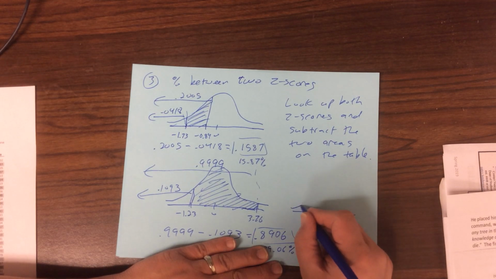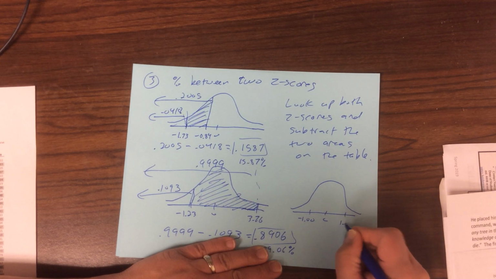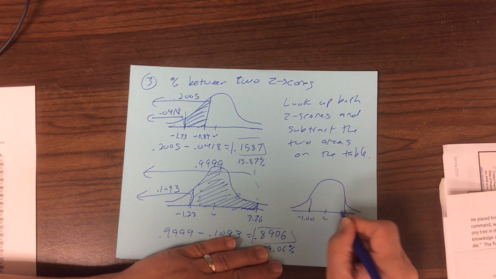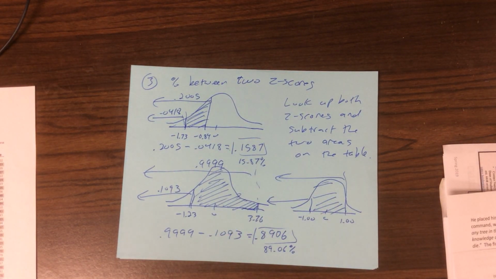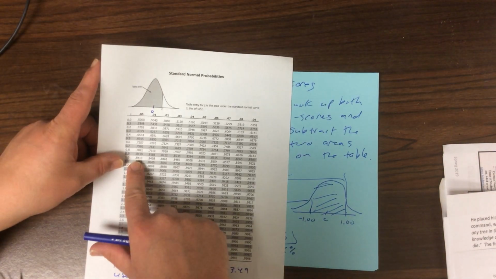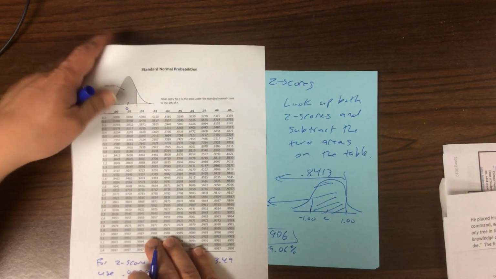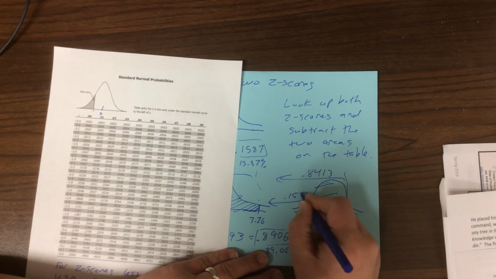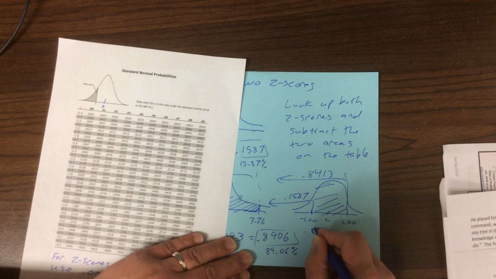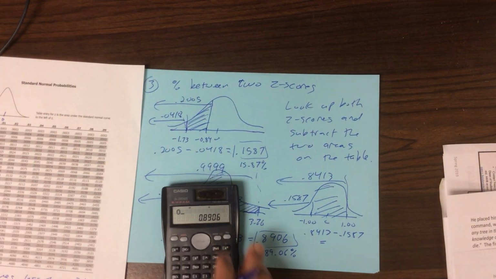So let me finish with one more quick example. Let me just do negative 1.00 and 1.00 and I'm going to find the area between these two. Okay, so I'm going to look up those two and subtract the areas, and let's see what happens. 1.00 is 0.8413. And then negative 1.00 is 0.1587. Okay, so let's subtract these. 0.8413 minus 0.1587.